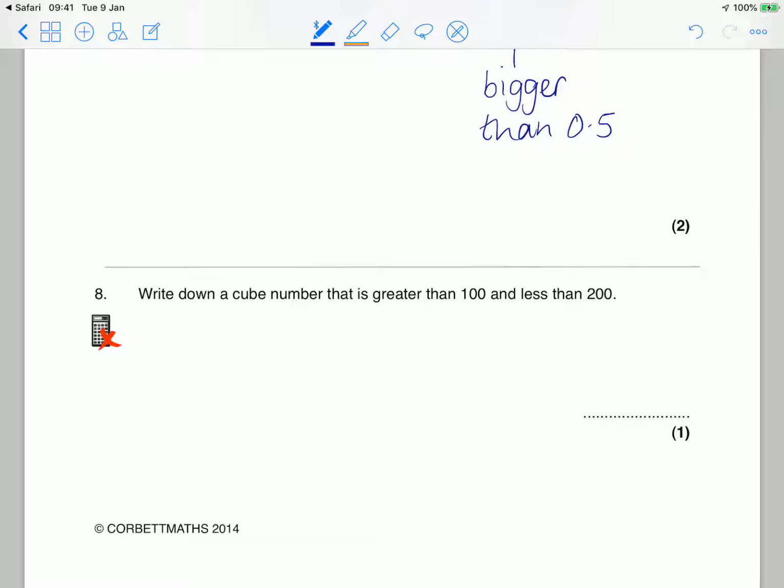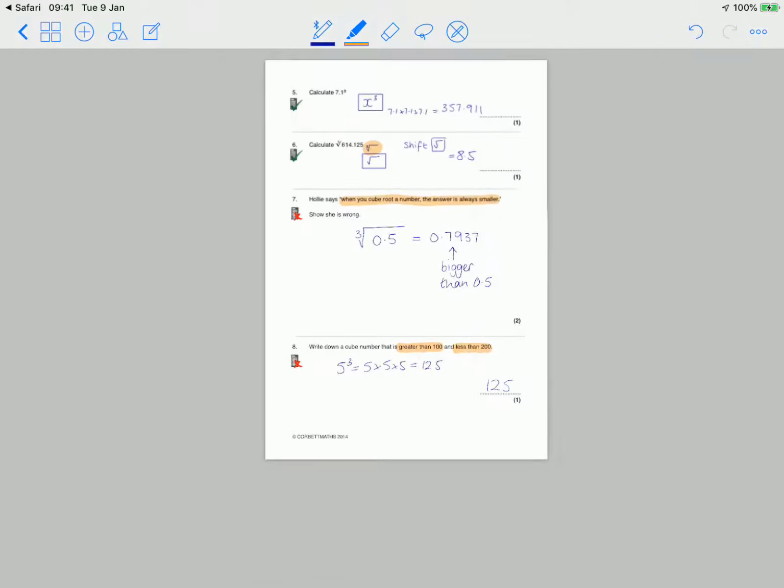Question 8, write down a cube number that is greater than 100 and less than 200. 5 cubed is probably the biggest one that you need to remember and would be perfect here because it's 125, which is greater than the 100 but less than the 200.